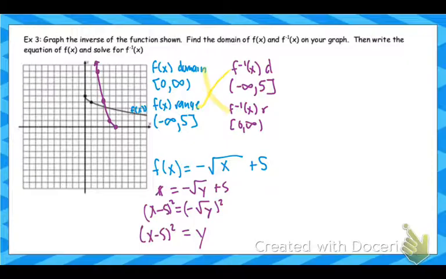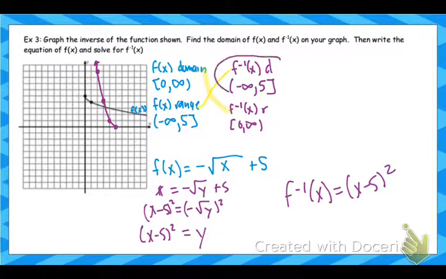So that's my equation. But if you notice, look at the graph that we actually made. The graph that we made in purple looks like that equation. It looks like a quadratic that's shifted to the right 5. But it's not the whole quadratic. I don't have this part over here. The domain is restricted. So my inverse is the function x minus 5 squared, but I have to include that domain restriction because it's not the entire parabola. The domain that I actually have is the range of the original. So that is x is less than or equal to 5.